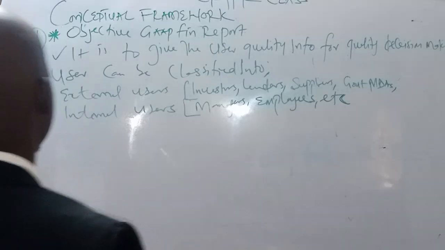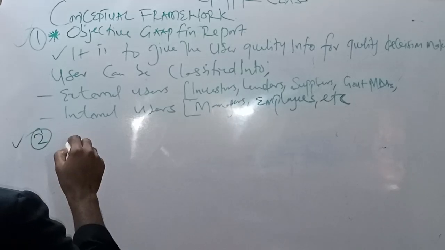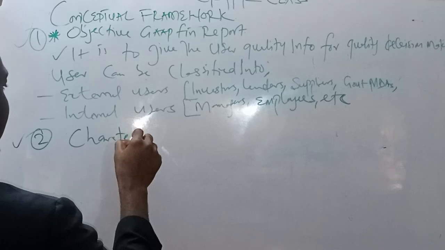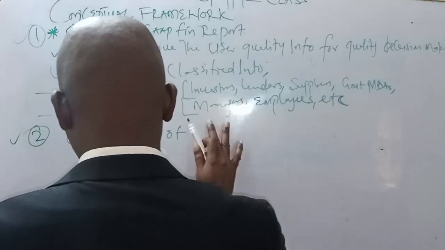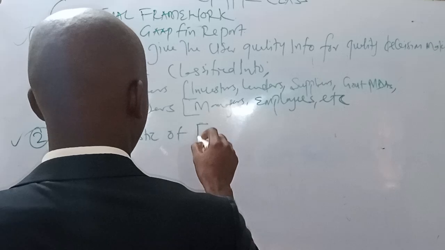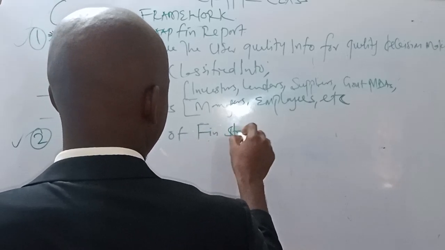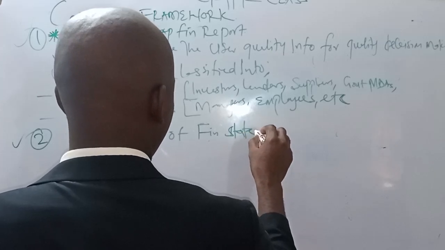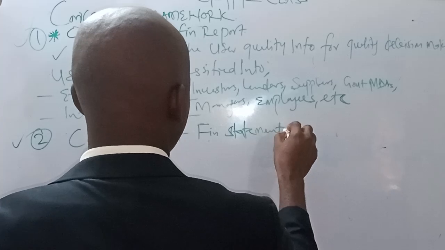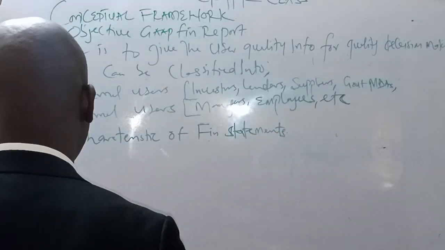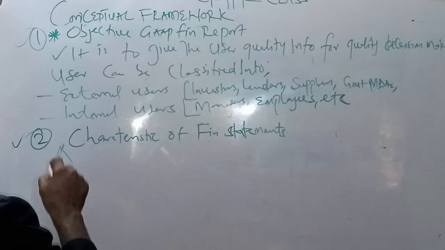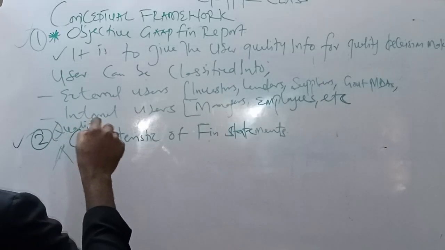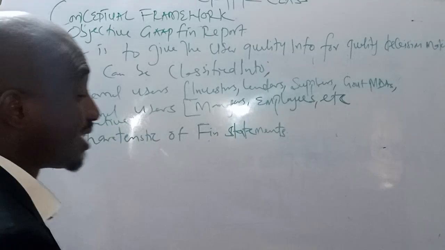So we move to the second chapter, and that talks about the characteristics of financial statements. Let's put it the way they put it in the policy. They call it the qualitative characteristics, meaning that there are other characteristics, but these are the qualitative characteristics of a financial report.